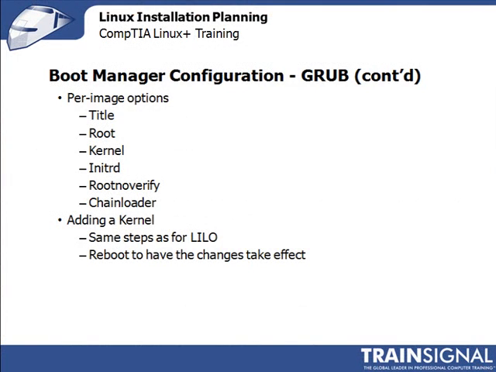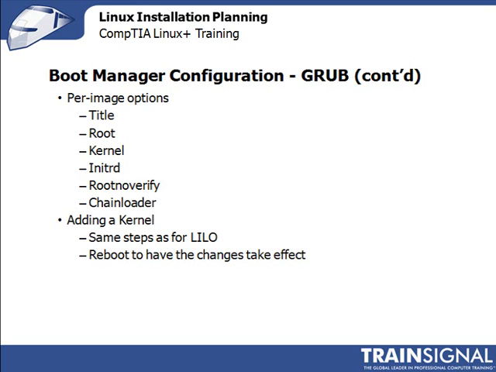Like LILO, GRUB has per image options. They are title, which again specifies the label; root specifies the root partition. Again, this is the /boot partition if you separated it. Otherwise, it's the Linux root represented by the /. The kernel option describes the locations of the kernel and any kernel options you want to pass it, like for instance ro for read-only. Initrd again specifies an initial RAM disk. Rootnoverify specifies a boot partition for operating systems like Windows, which GRUB can't load directly. Chainloader says to give control to another bootloader.